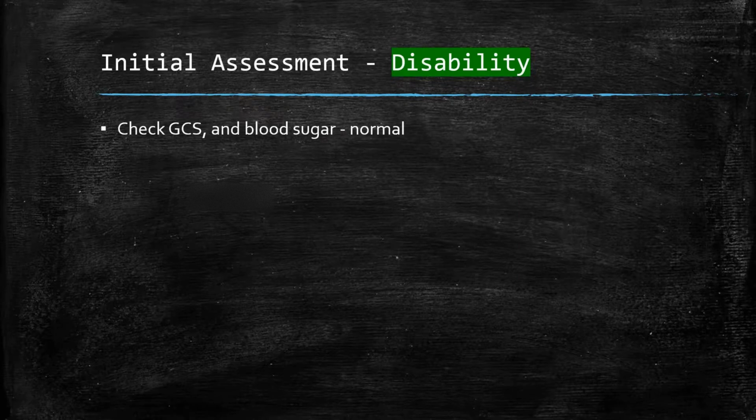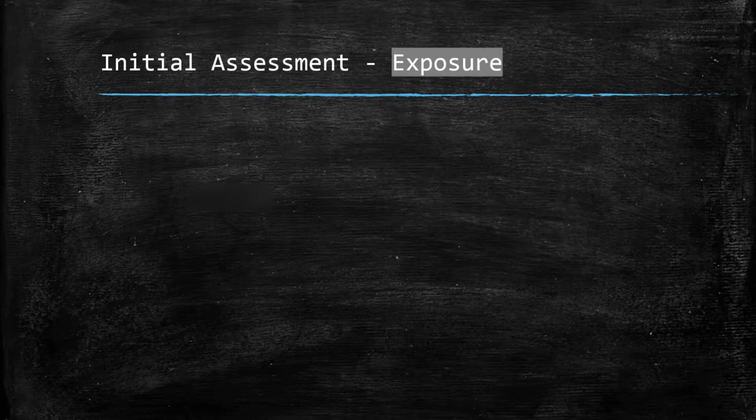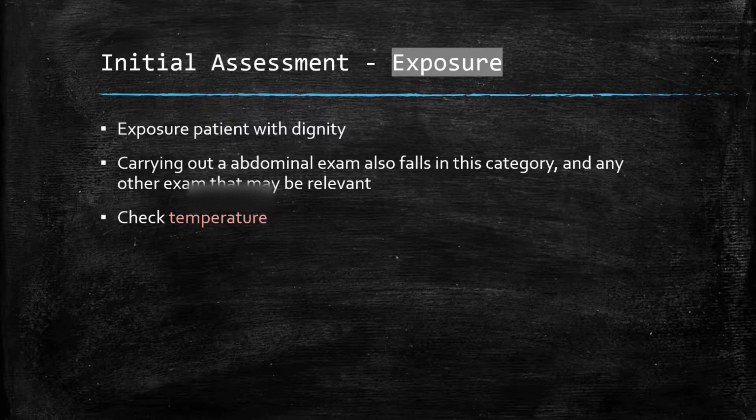D. For disability, we check the GCS and blood sugar. We expose the patient with dignity. Any other physical examination that is warranted can be carried out at this stage, not forgetting to check the temperature.